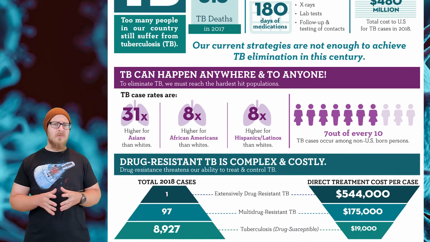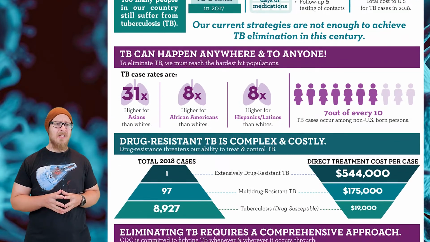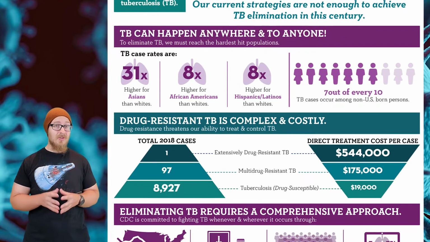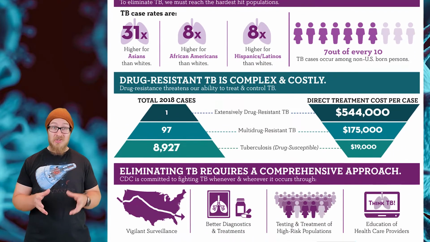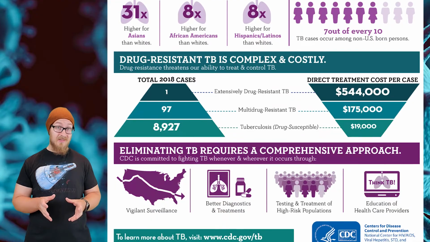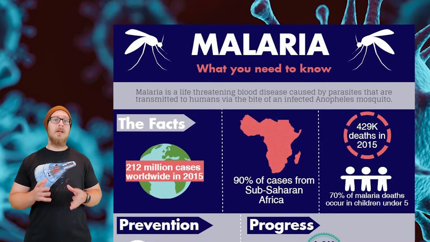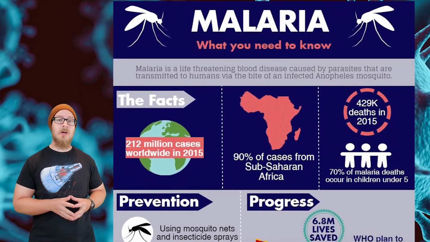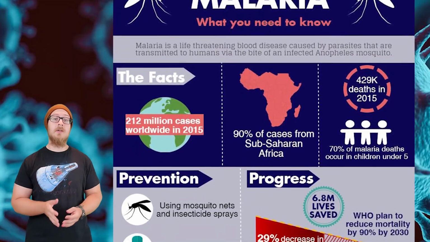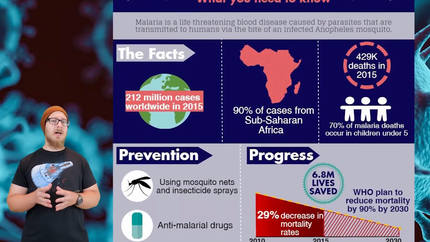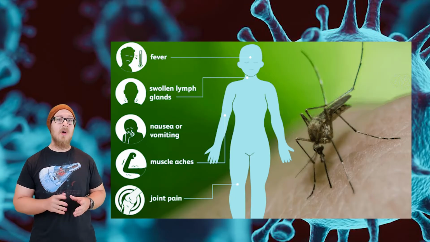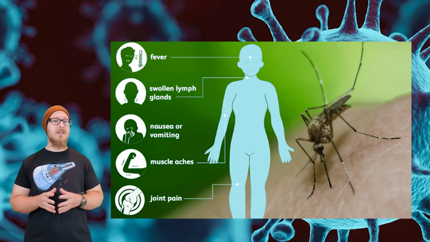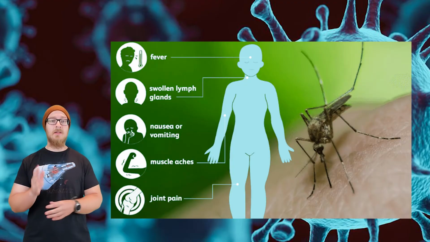Now, tuberculosis is one of the diseases we are very worried about right now because there are populations of this bacteria that are totally resistant to our strongest antibiotics. Malaria is a parasitic disease caused by bites from infected mosquitoes. Malaria is caused by a protozoan parasite called Plasmodium. West Nile virus is also transmitted to humans from bites via an infected mosquito.